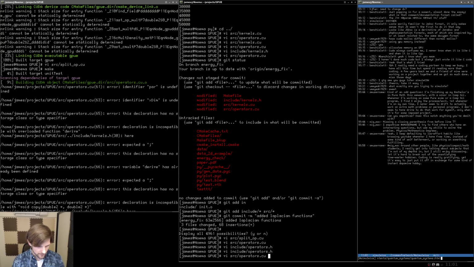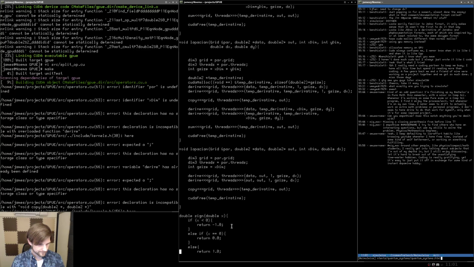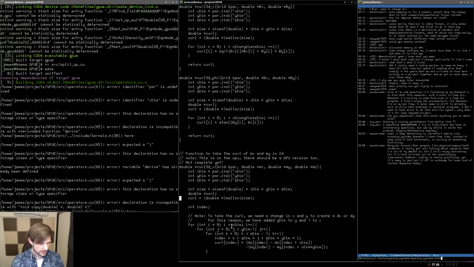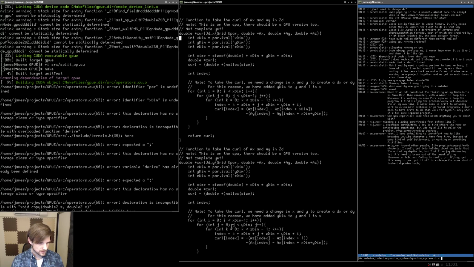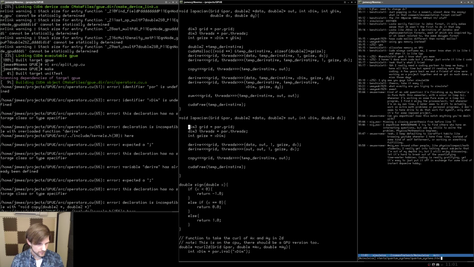Let's go to vi source operators. Laplacian grid par should be fine. Oh, but we're not reading in curl 2D, curl 3D, curl 3DX. Yeah, we have grid ampersand par all here, so that should be fine. It's going to say 61. dim3 grid equals par.grid. What? Aha.